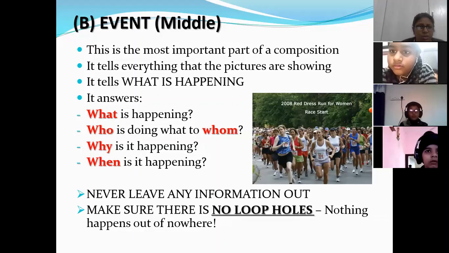So these are the four basic questions which you answer when you are writing about the event, the middle part of the picture. Again I'm repeating, this is the most important part of the composition. It tells everything that the pictures are showing. It answers what is happening, who is doing what to whom, why is it happening, and when is it happening. Now, never leave any information out when you are writing about the middle part. Make sure that there are no loopholes, meaning nothing happens out of nowhere.